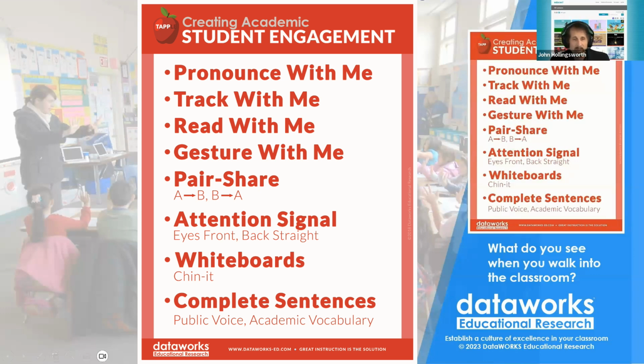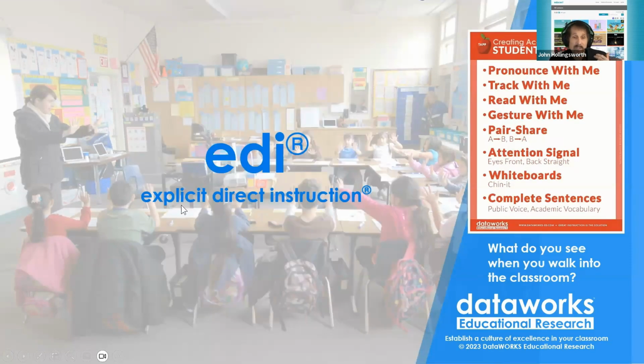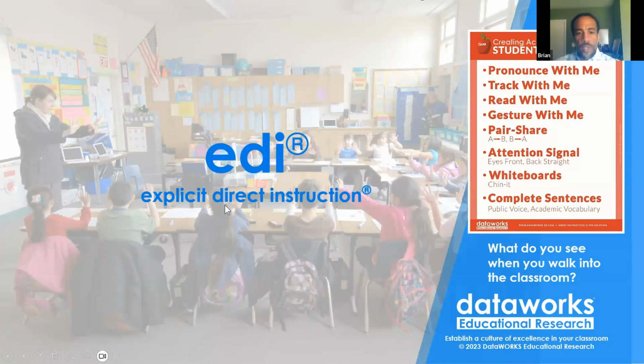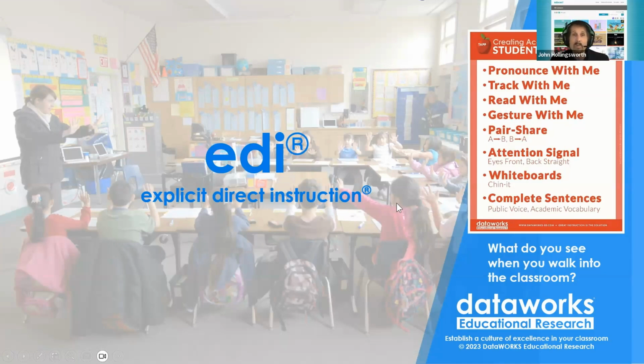And let's just do one right here. So pronounce with me. I'm going to do it first, and you're going to say it after me. And I see Brian in the audience out there, so you can join in with me. Let me do this first. Explicit direct instruction. Brian, class, let's join in. Go. Explicit direct instruction. Very good. So that's the way we would do it in the classroom.